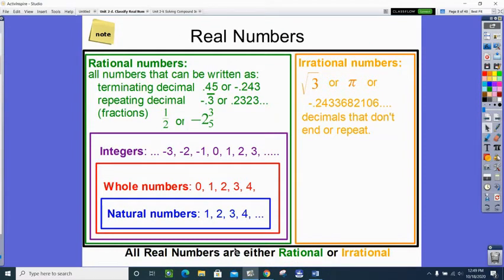Now, what I need you to know is that real numbers are either rational or irrational. They cannot be both. So you cannot have a number that's both. Now, you can have a number that is an integer and a rational number. These numbers become part of this group, this group, this group, and this group. But when we're over here, irrational numbers are only part of the irrational and real.